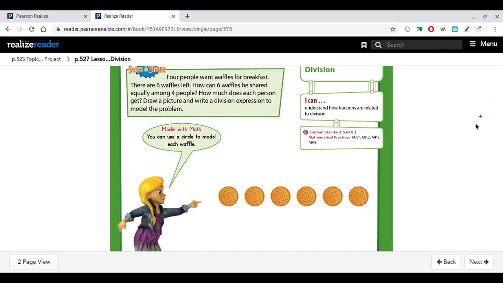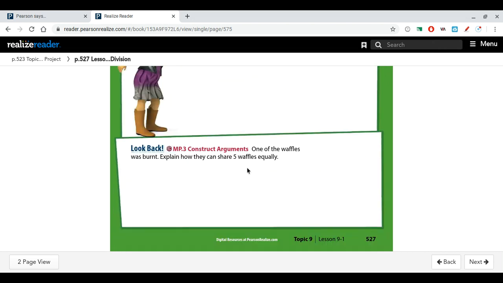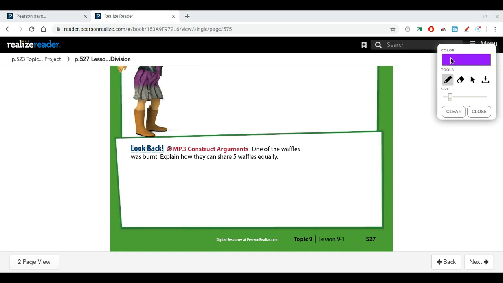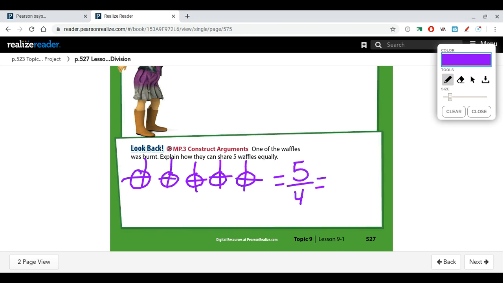All right, so let's move into your look back. It says one of the waffles was burnt. Explain how they could share 5 waffles easily. So what we would do is draw our 5 waffles: 1, 2, 3, 4, 5. And if I divide them out into fourths, each person would get 1, 2, 3, 4, 5 fourths, which would be 1 1/4 waffles. So each person would get 1 1/4 waffles.